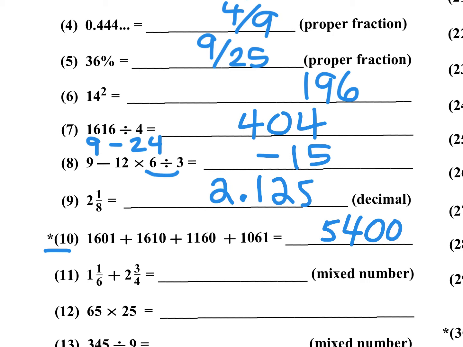1/6 would be 2 over 12. So mentally you're going to think 2 over 12. And this would be 9 over 12. So you add 2 plus 9, that's going to be 11 over 12. And then you're going to have 1 plus 2 is 3.